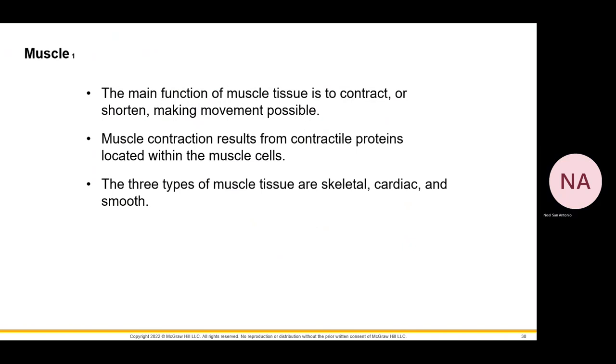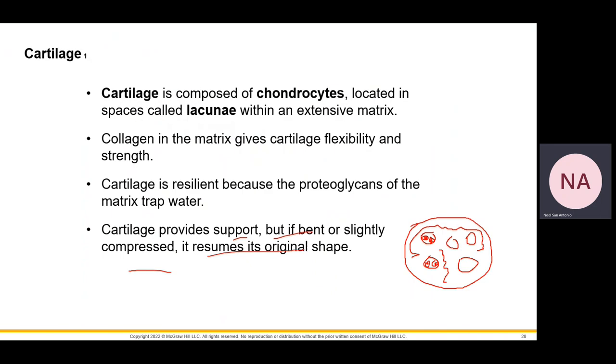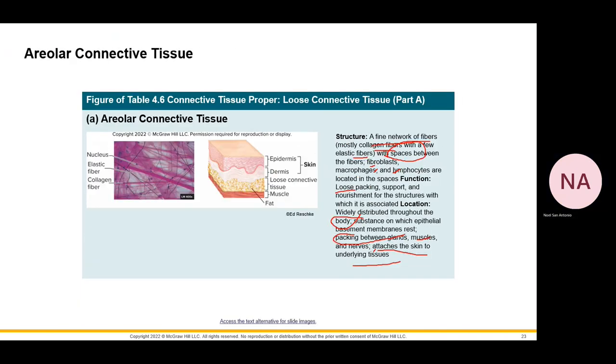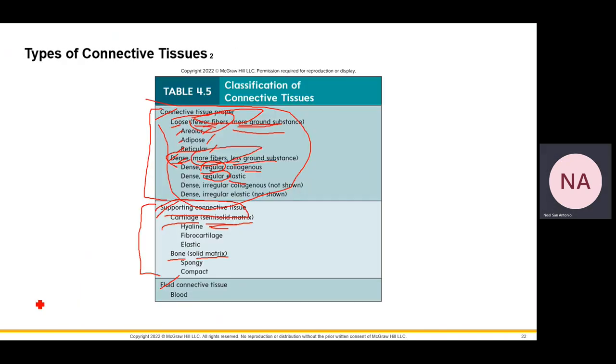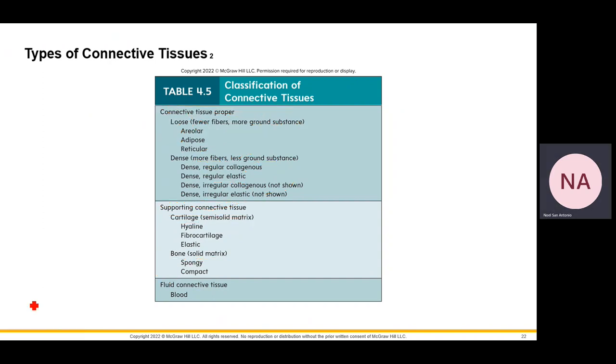Okay? So we have just finished the connective tissue. As a summary, under connective tissue, you have your connective tissue proper, supporting connective tissue, and fluid connective tissue.